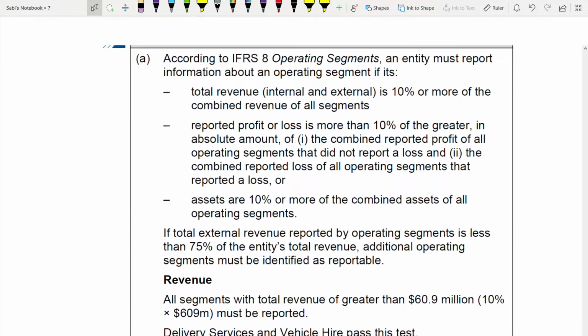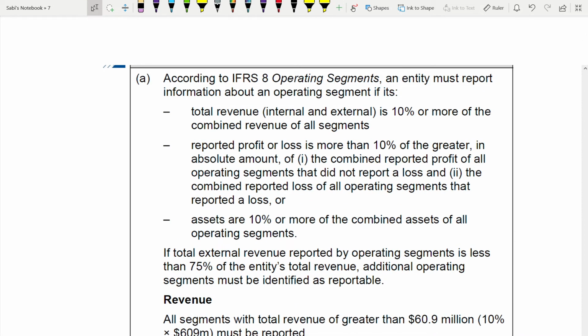It's very straightforward. This is the standard IFRS 8, right? Remember this standard, many students don't study it properly because it does not come so much in your SBR revision kit. It didn't come in the past also, maybe once or twice. It does not come very frequently, but that does not mean that you should not study this part. Every standard is important. So operating segments you have to report if these conditions are met.